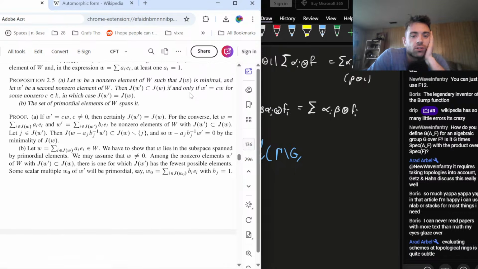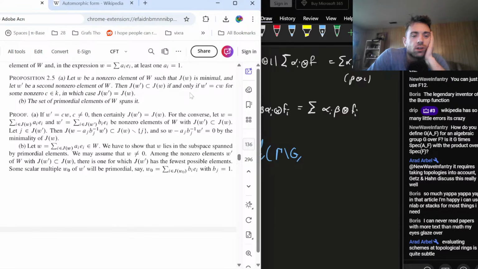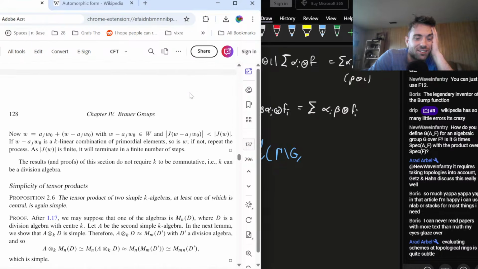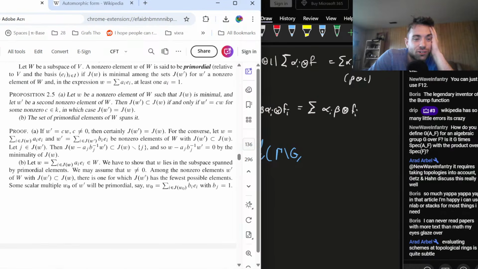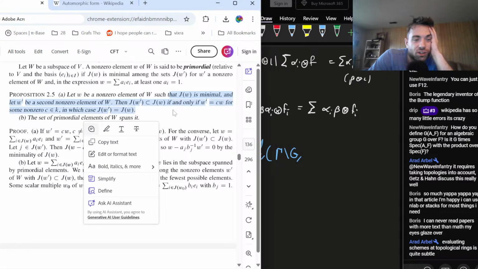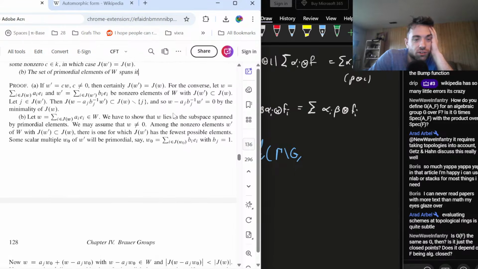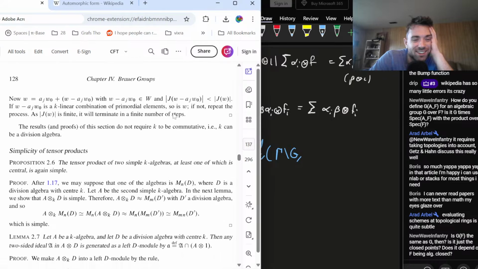WB non-zero element such that this is minimal. Why do these primordial elements matter? That's my question. I don't really care. Okay, let's just read the proposition. WB non-zero element of this such that this is minimal, and let this be a second non-zero element. Then this is true if and only if this. I don't know. I'm just going to skip this proposition because I'm not very interested by it.